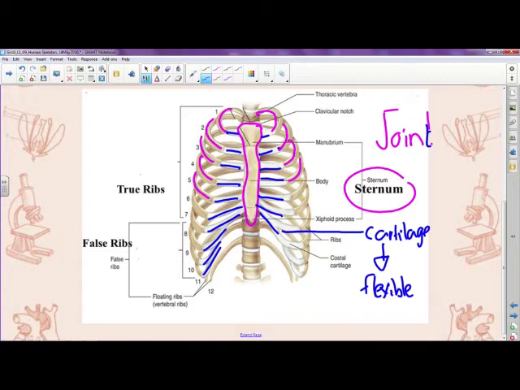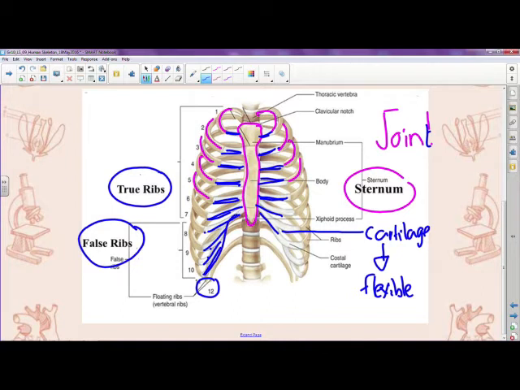Now, you're also going to notice that I have true ribs and I have false ribs. And at the bottom, I have floating ribs. What does that mean? I want you to have a look at the numbers here. If you see my true ribs, each true rib has got its own cartilage. But when we get to ribs number 8, 9, 10, and 11, they all have to share. Sharing is caring, we say. The ribs have to share. So we say they're false because they don't join directly to the sternum. So these attach to the sternum, these don't.